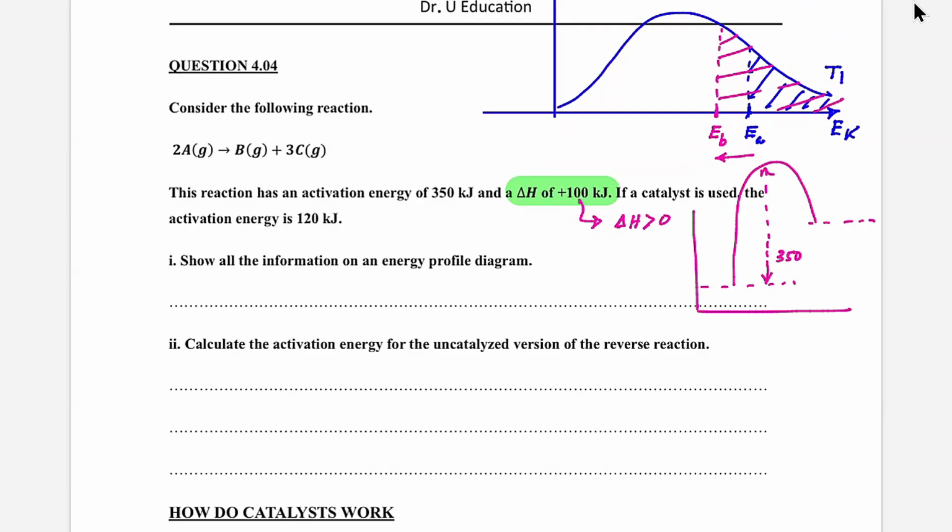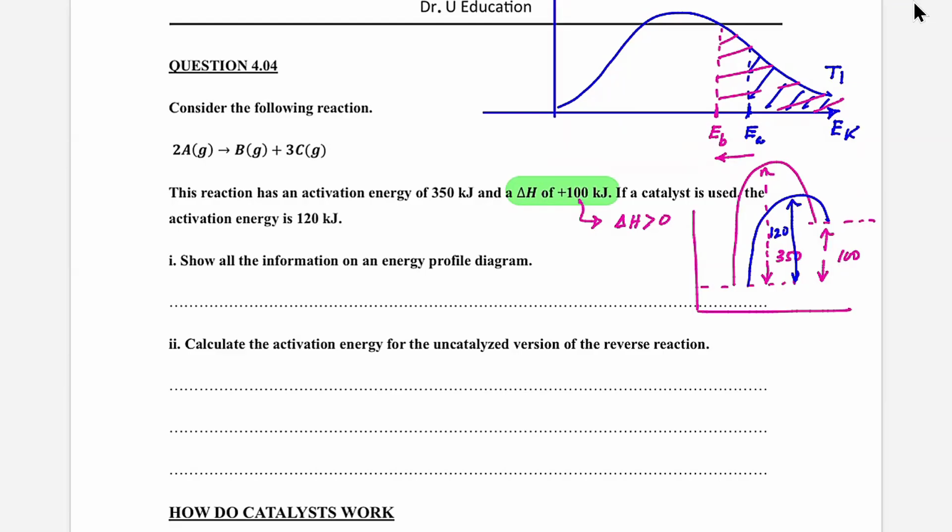Then activation energy is fine. So this height would be 100. Then if the catalyst is used, the activation energy is 120. So 120 is like this. So that means this height is 120. That's it, I think.